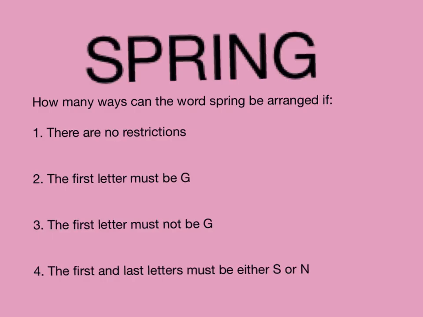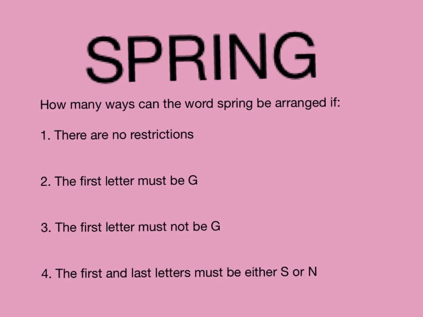Okay, so let's take the word spring. How many ways can the word spring be arranged if there are no restrictions? Well, there's 6 letters in spring. So what we can do is we can just use our factorial, 6 factorial, and that will give me 720.